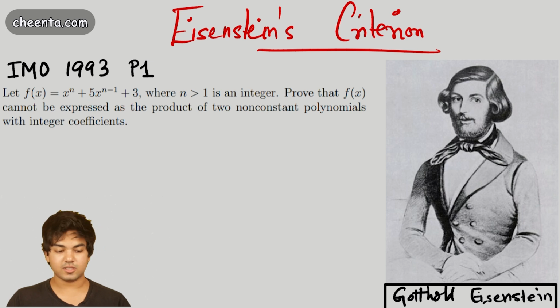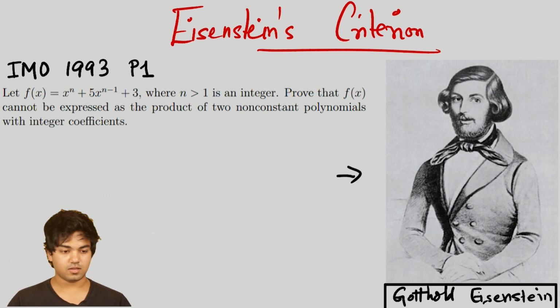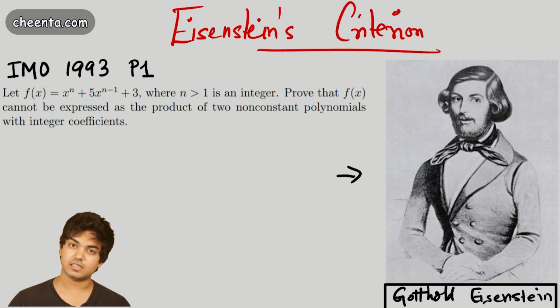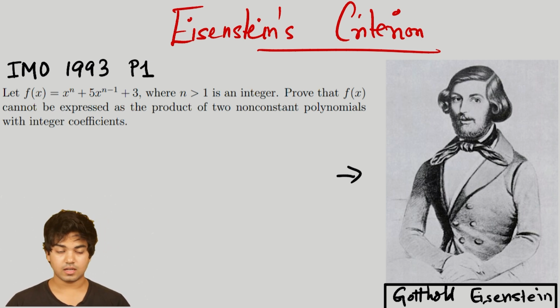Right. So here's a picture of Eisenstein. He was not just known for Eisenstein's criterion, which is a much more basic result. He was a pioneer, a great mathematician in his own right, leading to many developments in number theory and analysis. Great mathematician.